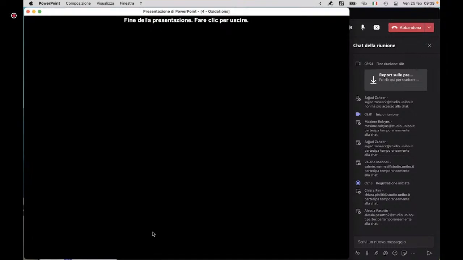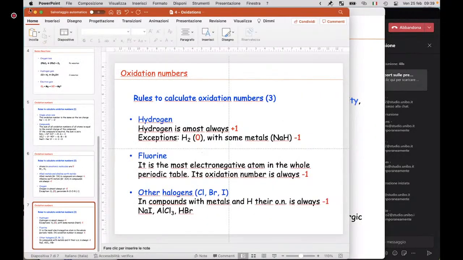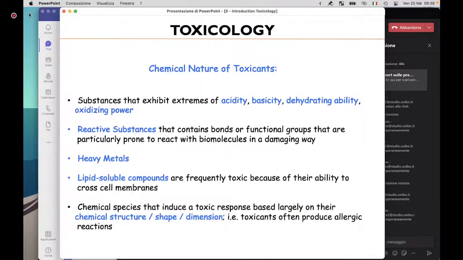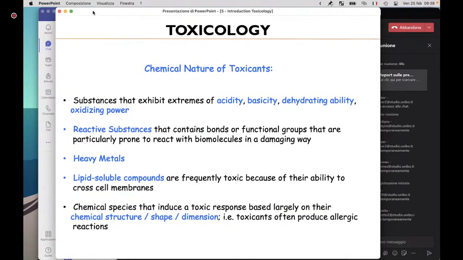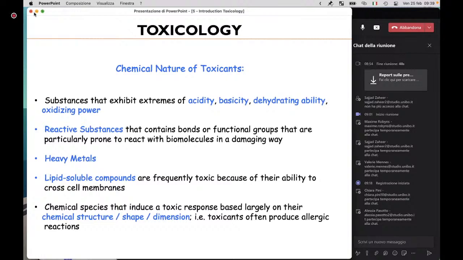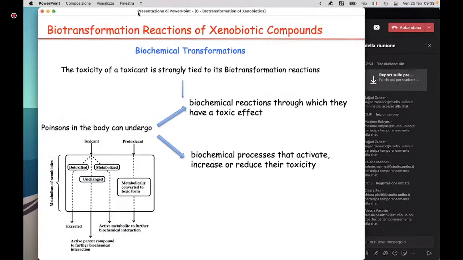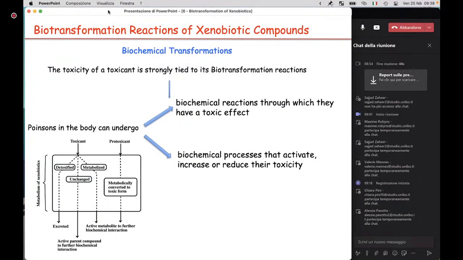Okay, so this was very short, but just to refresh some concepts. I think you already knew those things, but just to refresh them. Okay, so this one is already finished. Sorry, any question on this very fast overview of oxidation numbers? No? Okay.